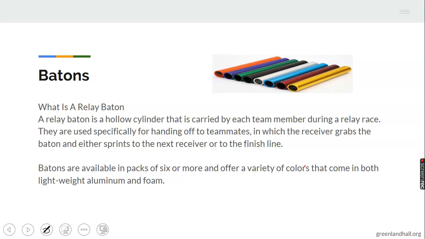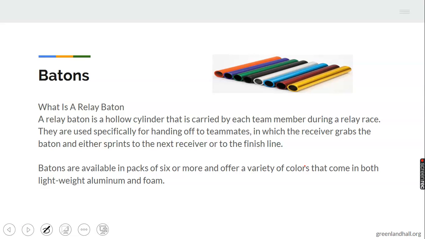They are used specifically for handing off to teammates, in which the receiver grabs the baton and either sprints to the next receiver or to the finish line. The first leg will give to the second leg, that's the next sprinter. Then the second leg will give to the third. The third will give to the fourth. The fourth will not give to any other receiver. He will just run with it to the finish line. If it drops, he has to pick it up. He has to make sure the baton gets to the finish line with him.